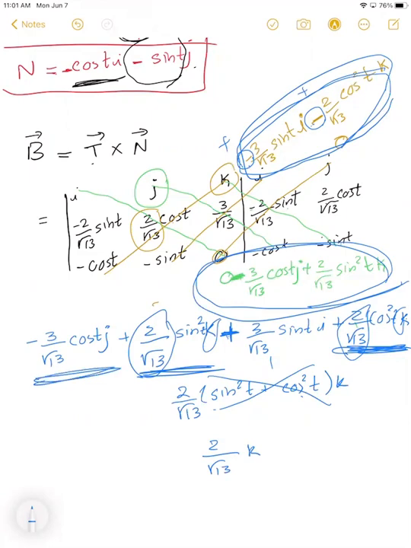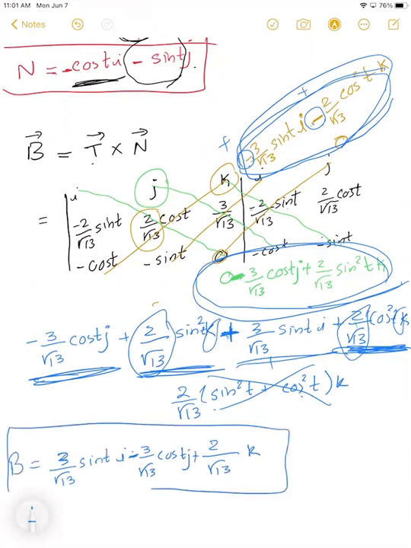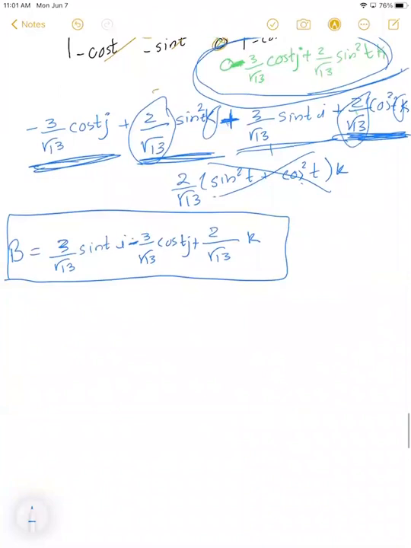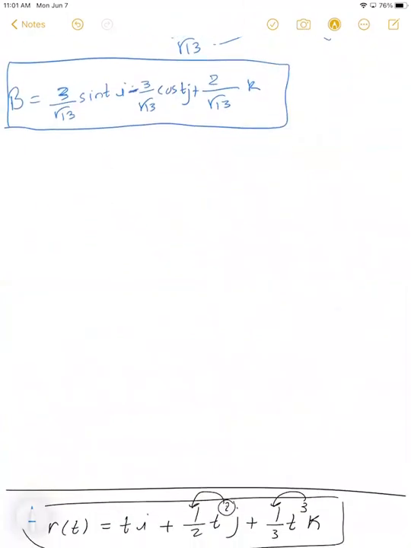And then I have this one and I have this one. So I have an i component, which is 3 over the square root of 13 sine t i, minus this 3 over the square root of 13 cosine t j. And this is the binormal vector. So that's another vector function of t. So once I have the 3 of them, now I just have to find the curvature kappa.